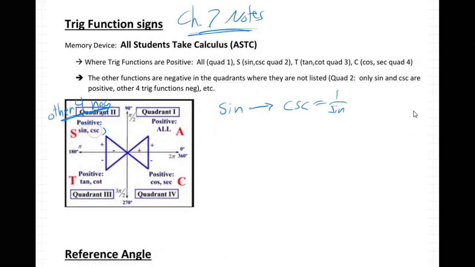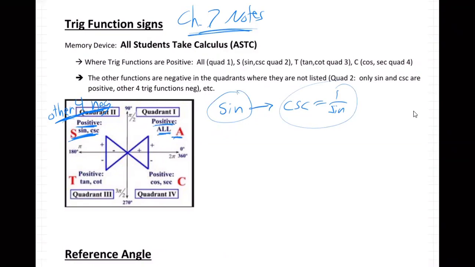So in quadrant 2, only sine and cosecant are positive. See what it's saying right here? Which ones are positive? Sine and cosecant. Of course, sine and cosecant have to be the same sign because they're just upside down of each other. So if one of them is positive, the other one's positive; if one's negative, the other's negative. They go together. So only they are positive in quadrant 2. The other 4 trig functions are negative: tangent, cotangent, secant, and cosine. Those 4 are all negative in quadrant 2, whereas in quadrant 1, all 6 trig functions are positive.